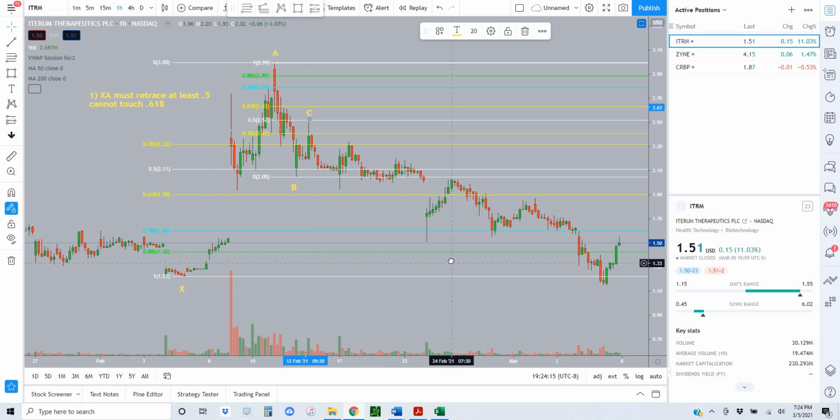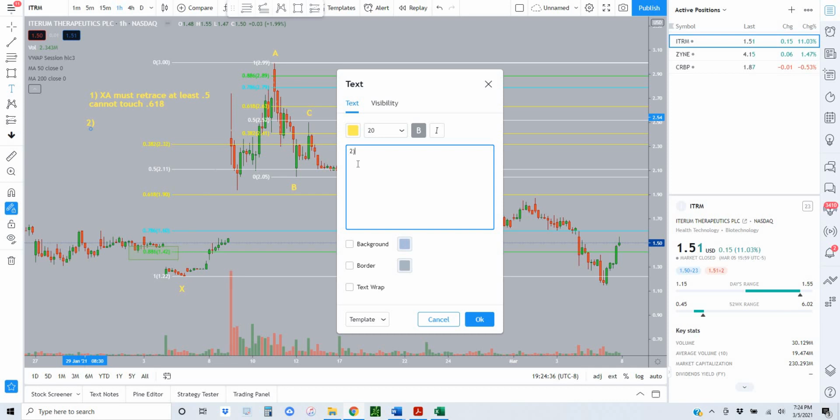So now I'm looking for D point, which is going to be pattern completion, and at pattern completion, that is where your buy is at. Pattern completion, I go back to my first measurement of X to A, and pattern completion is going to come in right at the 886 retracement of X to A. In fact, let's go back and write this in here too.